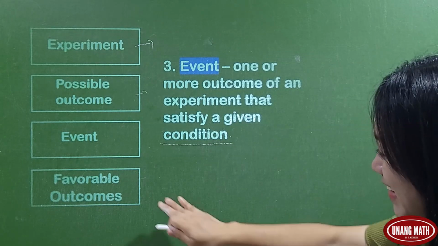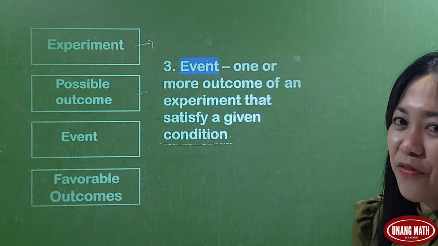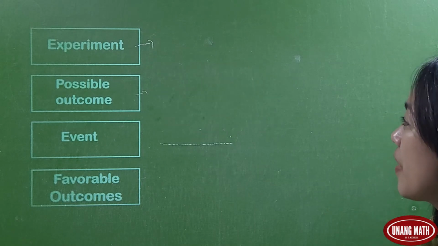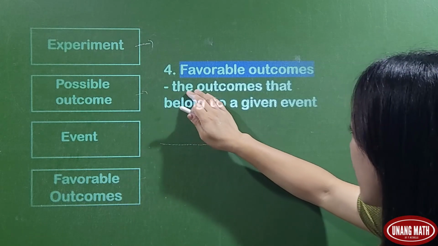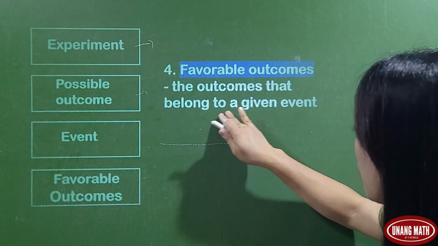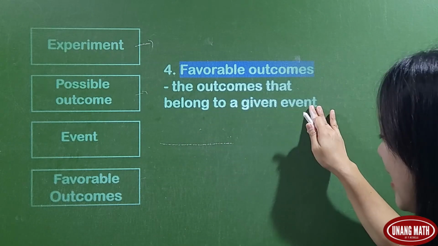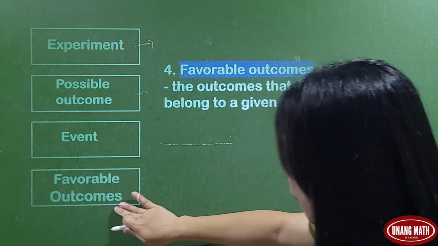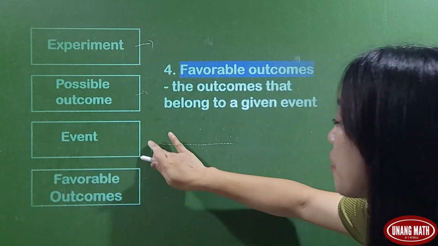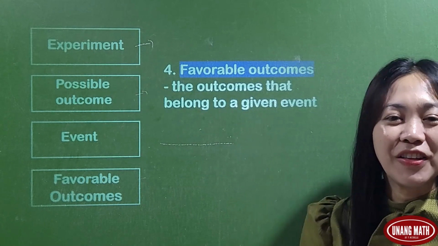The last one would be favorable outcomes. Favorable outcomes are the outcomes that belong to a given event. So we have to base those favorable outcomes on the given event or condition.